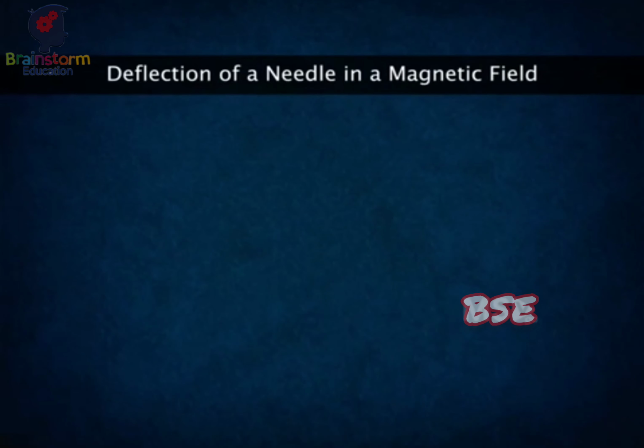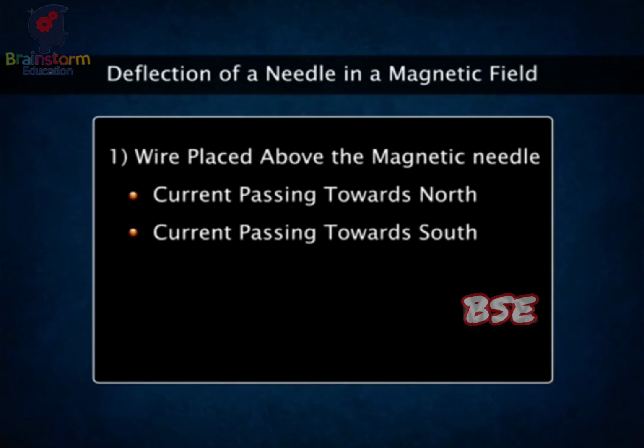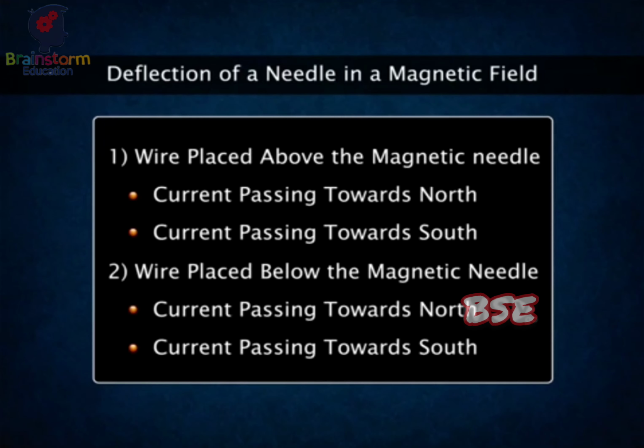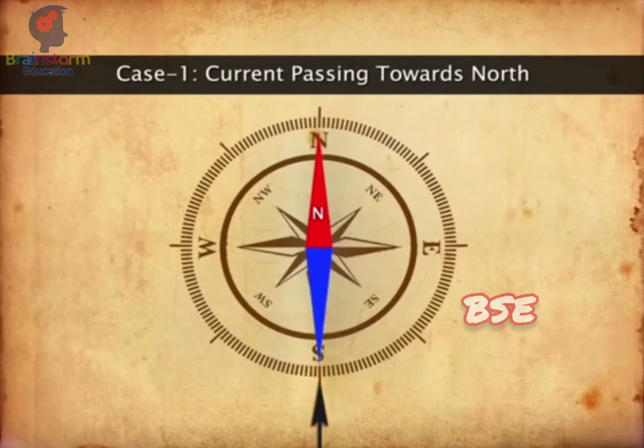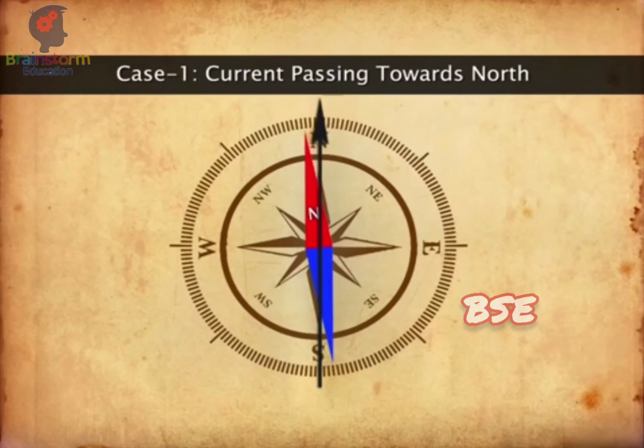Different observations were made when the wire was placed above and below the magnetic needle. In each case, the deflections were observed in different directions when the direction of the current was reversed. The current flowing towards the north in a conductor placed over a magnetic needle deflects its north pole towards the west.